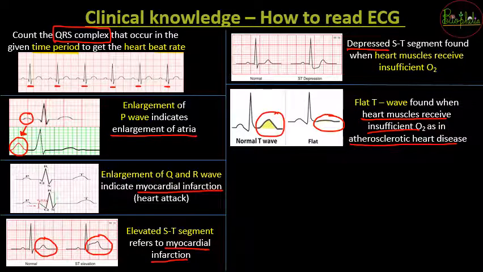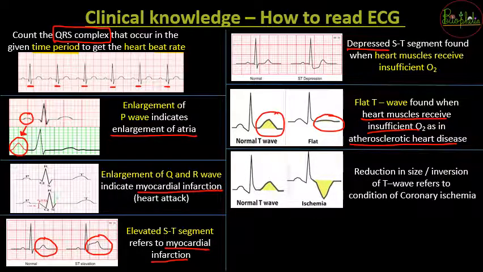Next condition है that is reduction or inversion of T wave. अगर जो curve है, that is the peak of the T wave, if it is decreased in size or it has gotten inverted, in both cases it can refer to a condition that is called as coronary ischemia. Now here to remember, the reduction of size in T wave is a very important part to remember because it had been asked in NEET 2019. So this has been a question that if there is reduction in size of T wave, then it is a condition for coronary ischemia. So that is an important point.